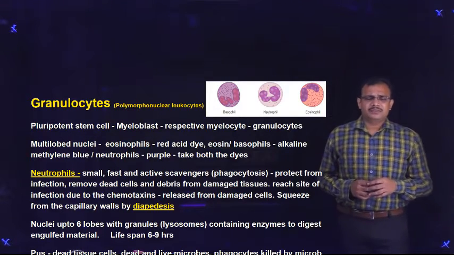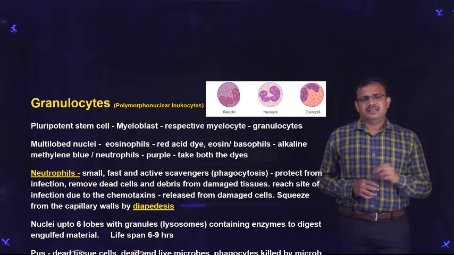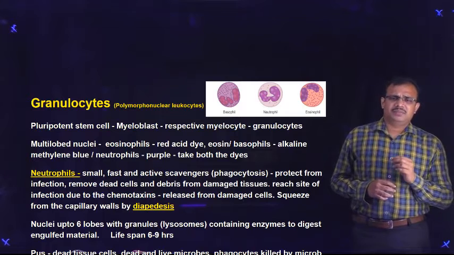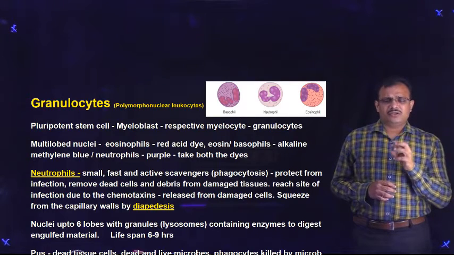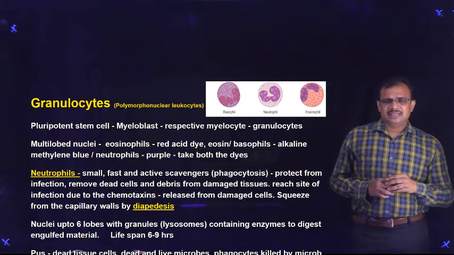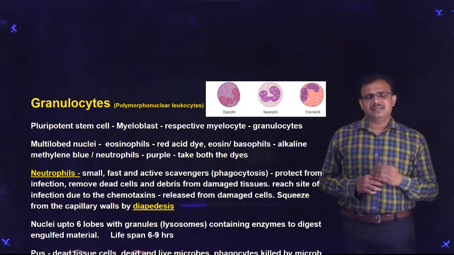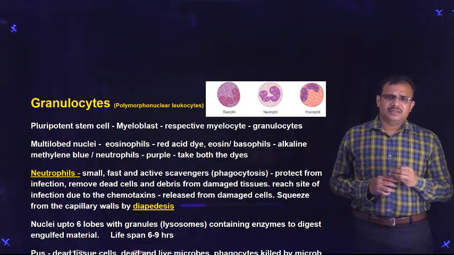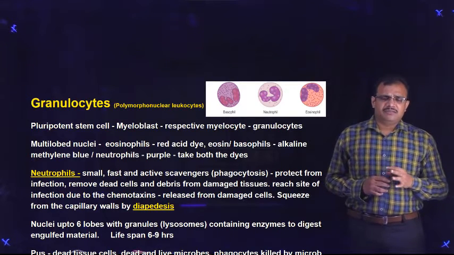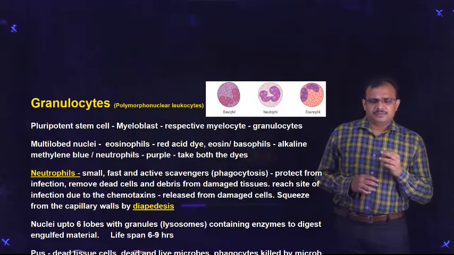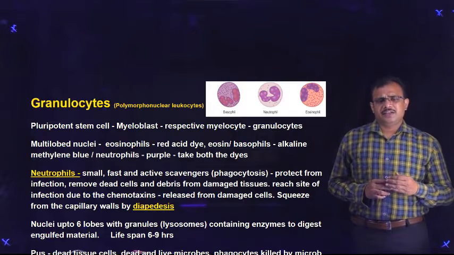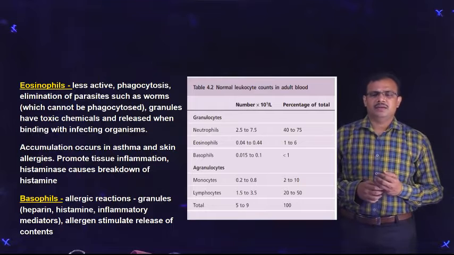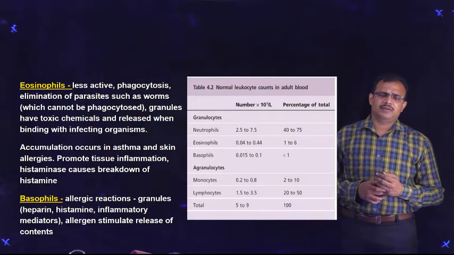Generally, we observe pus in any wound, and this pus consists of various substances such as dead cells of that particular tissue, some microbes, either dead or alive, and phagocytes which are killed by these microbes. Now let's see the other type of granulocytes.